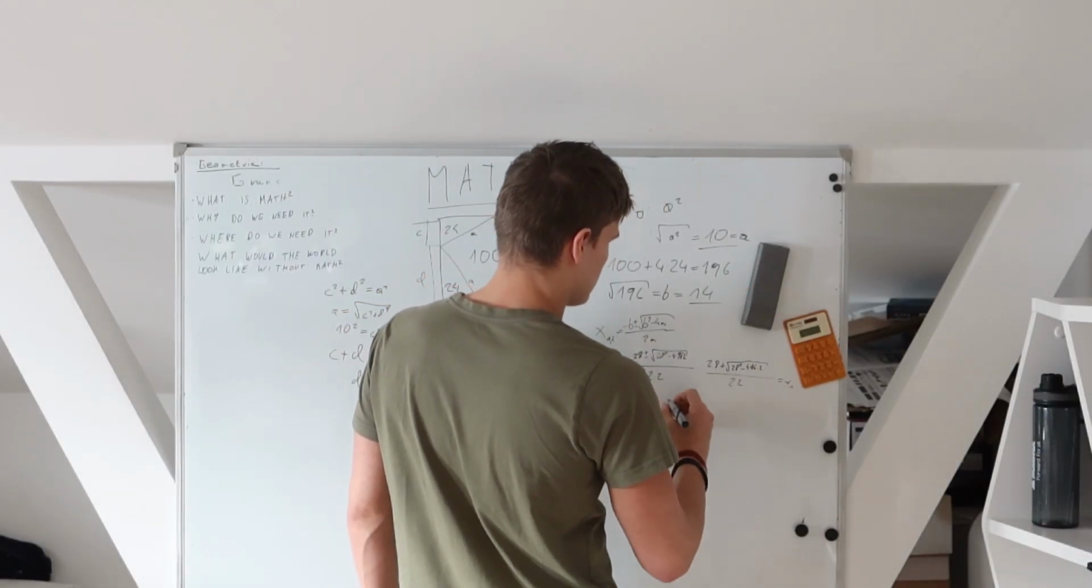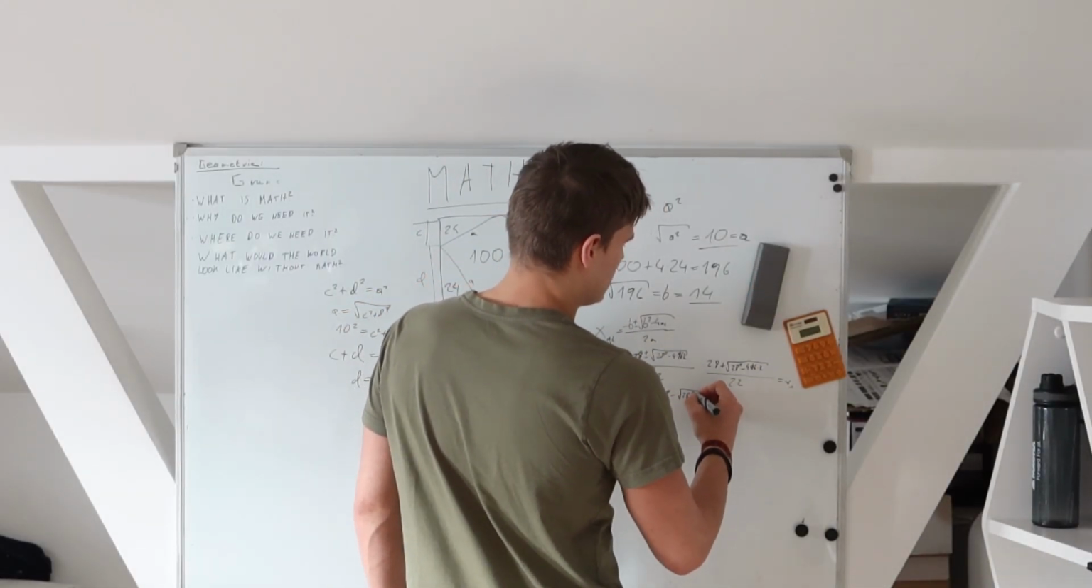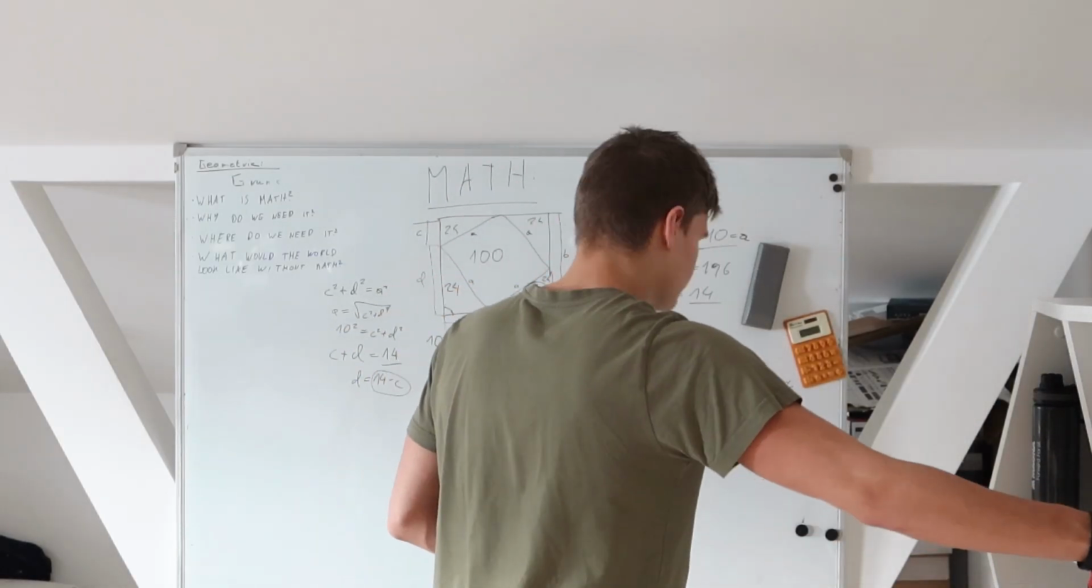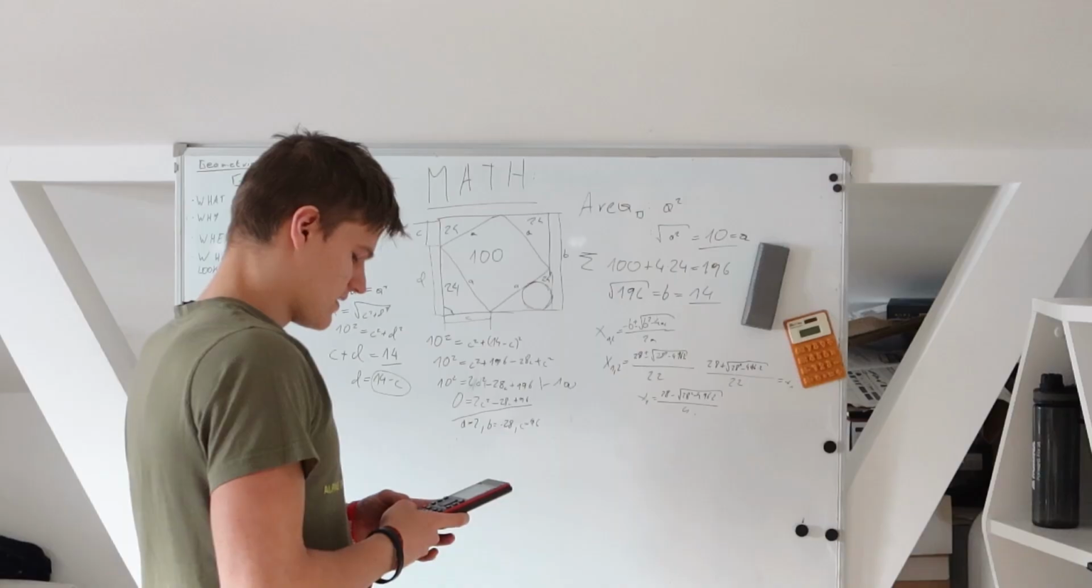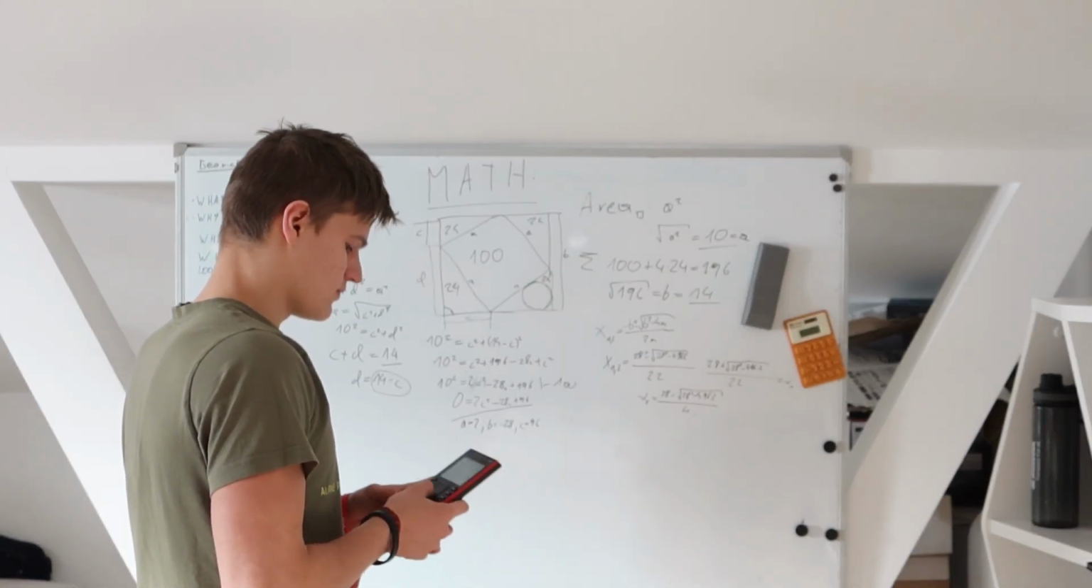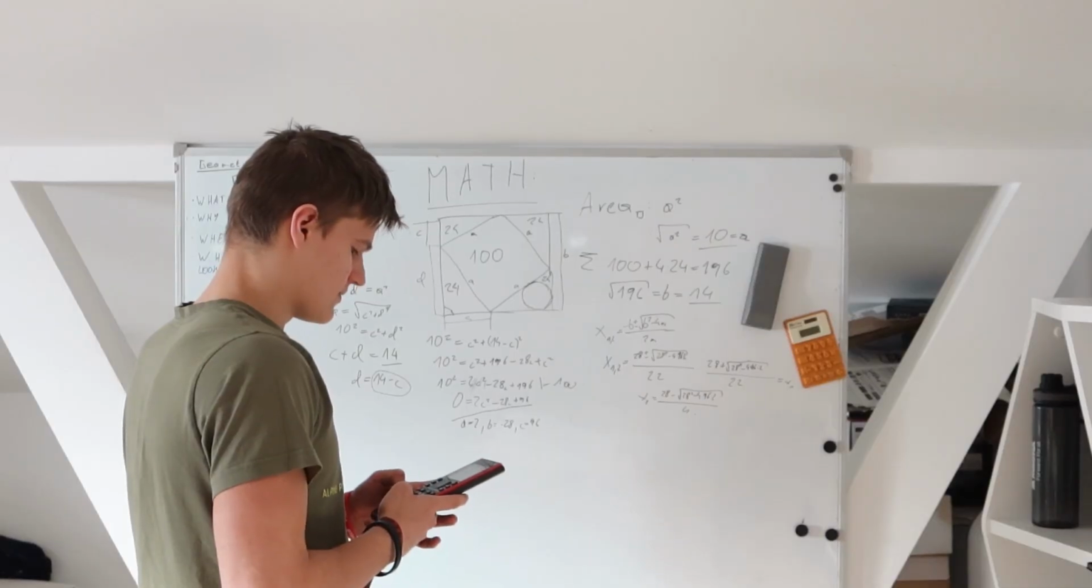And x2 is going to be right here: 28 minus the square root of 28 squared minus 4 times 96 times 2, divided by 4. Plug it into the calculator. 28 minus the square root of 28 squared minus 4 times 96 times 2. It's going to be 24, 6.